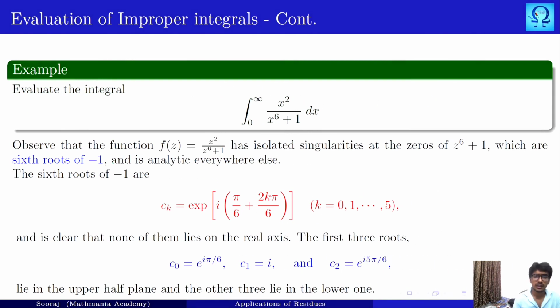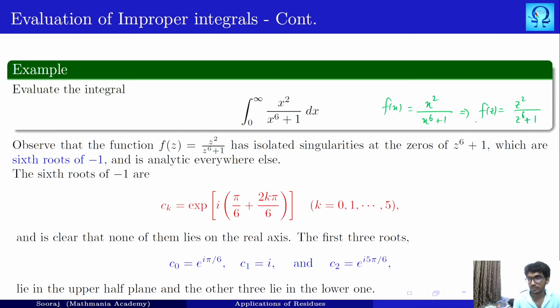Here we have an example. We are asked to evaluate this integral. Here your f of x is x squared upon x to the power 6 plus 1. We convert this to a complex valued function f of z, that is z squared upon z to the power 6 plus 1. Now we'll have to find the zeros of the denominator. In other words, we'll have to find the singularities of the given function.